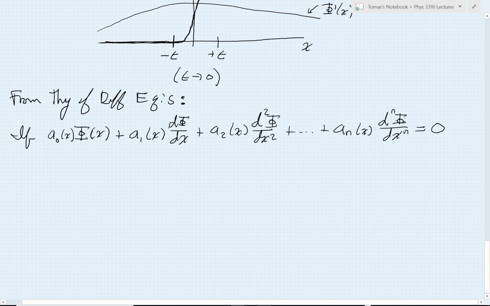And the statement I'm about to make is even more general than this, but I'm just applying it to this specific case. If I've got a differential equation of this form, which we do have, and this is important, the an of x are all what we would call smooth functions.